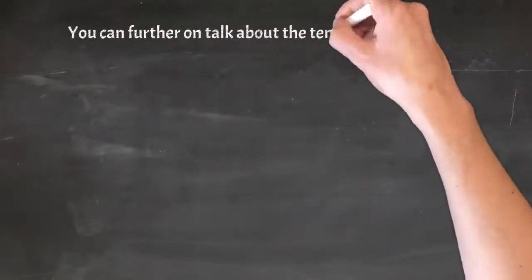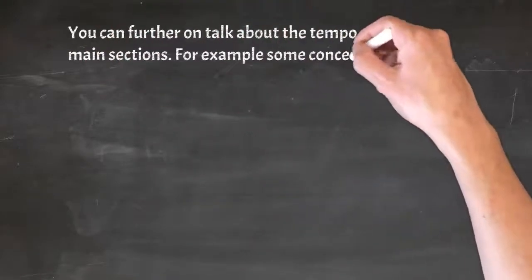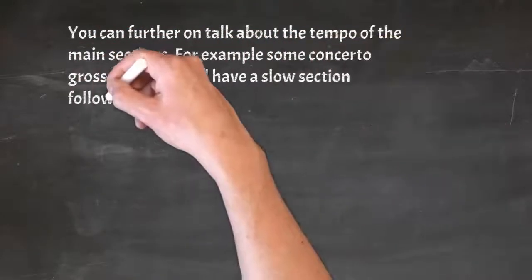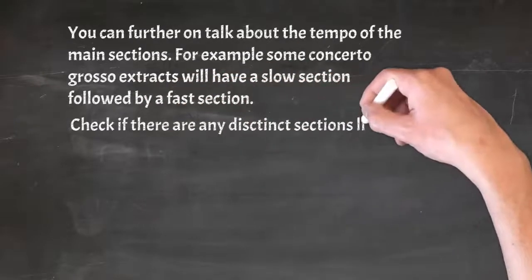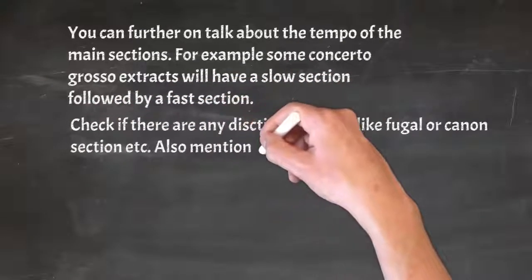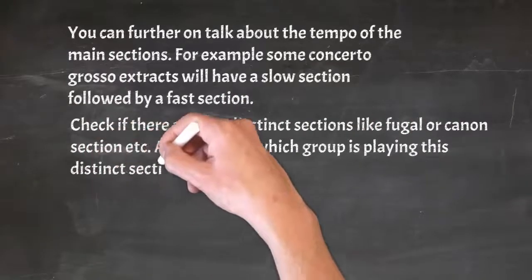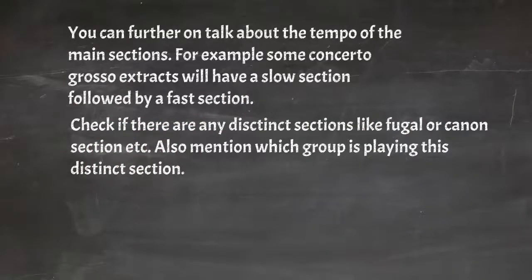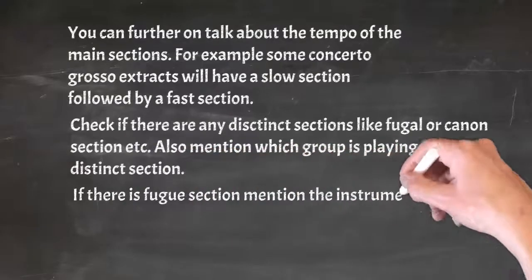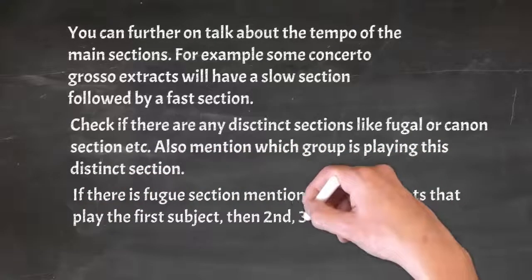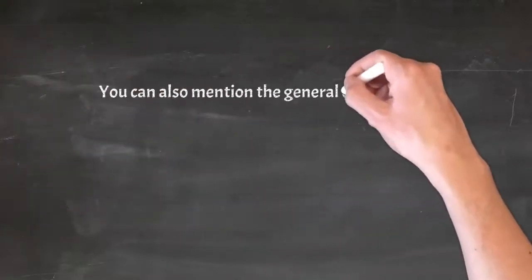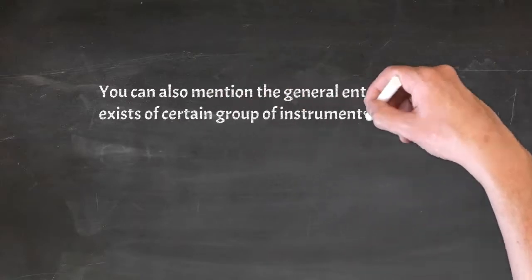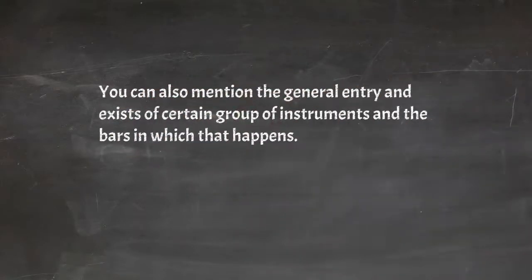You can go on to talk about the tempo of the main sections. For example, some concerto grosso extracts will have a slow section and then followed by a fast section. Check if there are any distinct sections like a fugal section. Also mention which group is playing these distinct sections. For example, if there is a fugue section, mention the instruments that play the first, the second, and third, and the fourth entry, and so on. You can also mention the general entry and exits of certain groups of instruments and the bars in which that happens.